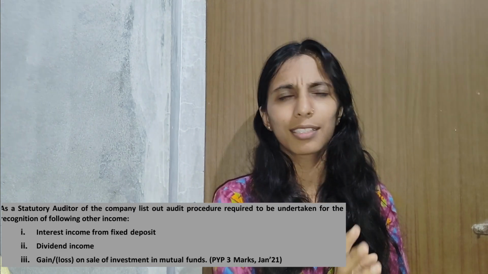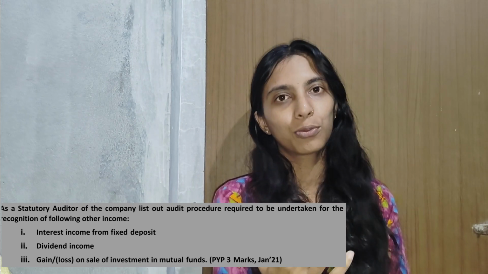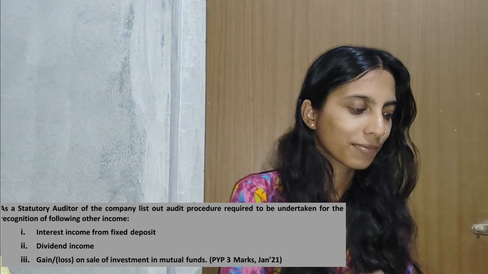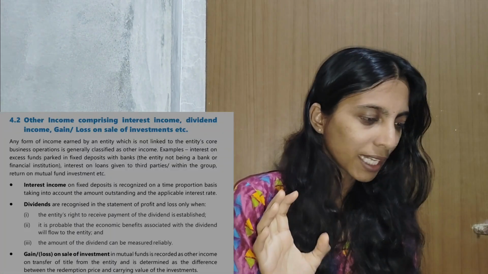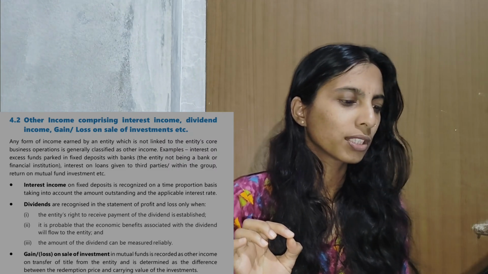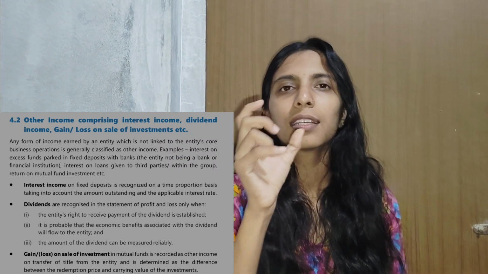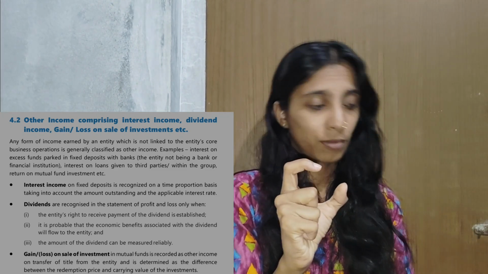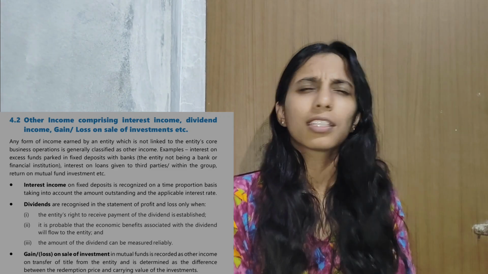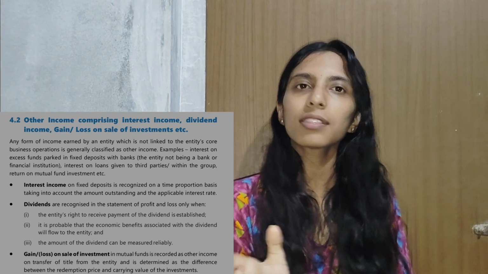I'm going to read the answer so that you definitely get the idea of how you have to answer the question. Let me read the explanation. Any form of income earned by an entity which is not linked to the entity's core business operation is generally classified as other income. Any income earned by the entity which is not related to the main business operation of the company is known as other income.